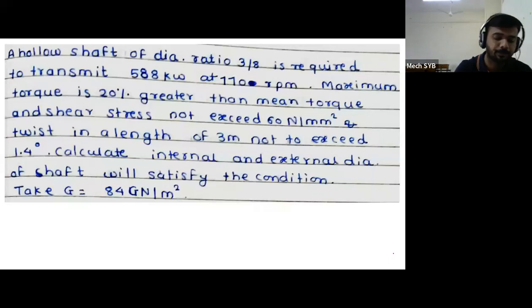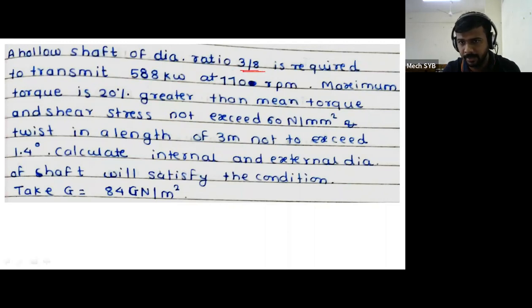Okay. So now this is the problem in front of you. See, I will read the statement. I am also solving it simultaneously with you, but you follow the procedure of the previous problem and tell me the answers accordingly. See, a hollow shaft of diameter ratio 3 by 8 is required to transmit 588 kilowatt at 110 rpm. 110. This is not 770. Transmit the power of 588 kilowatt at 110 rpm, full stop.